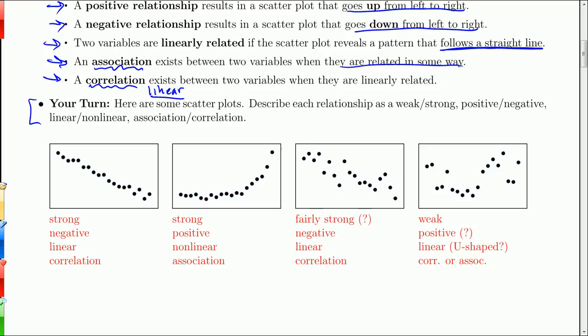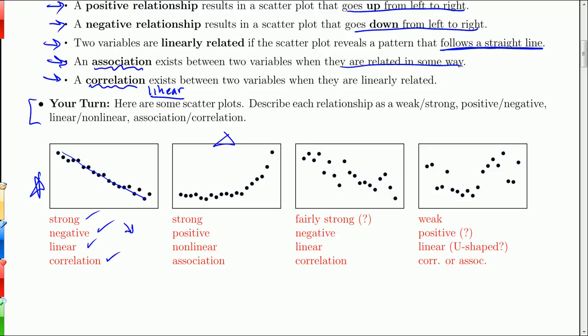So when I look at the first one, it looks pretty strong, and most people agree that that's strong. It's following a pattern pretty tightly. It is certainly negative because it's going down from left to right. It's linear. You can draw a line through there, and it matches it pretty well. And so that immediately implies correlation. So we would call that a strong negative linear correlation.